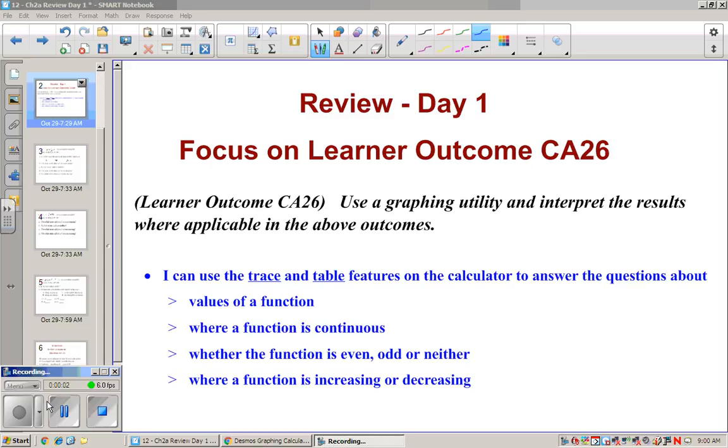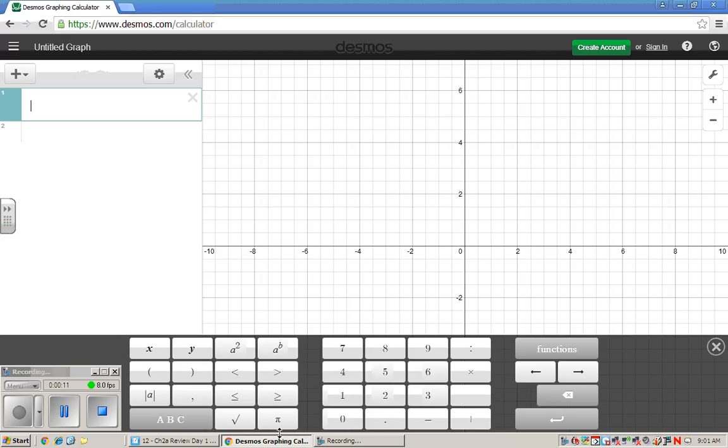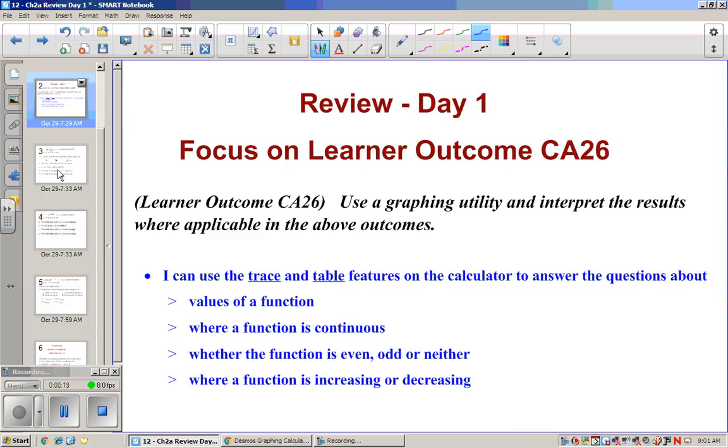In this video, we're going to look at how to do the problems where we are using a graphing utility and interpreting results, but we're going to be doing specifically on this program called Desmos, which can be found on any computer with internet connection at www.desmos.com. All right, let's look at the problems we did in class.